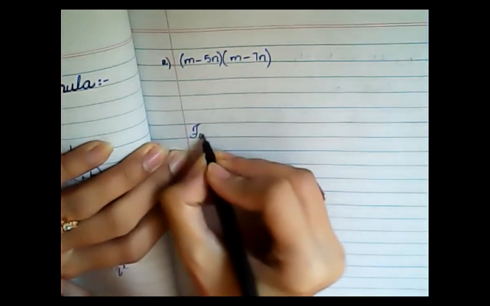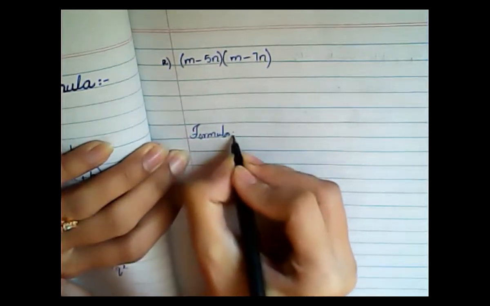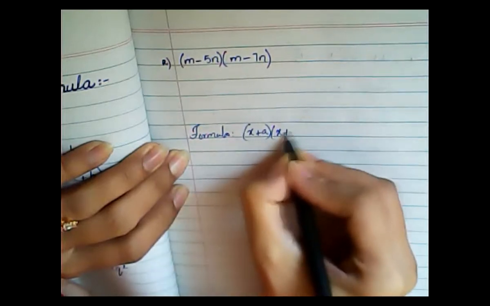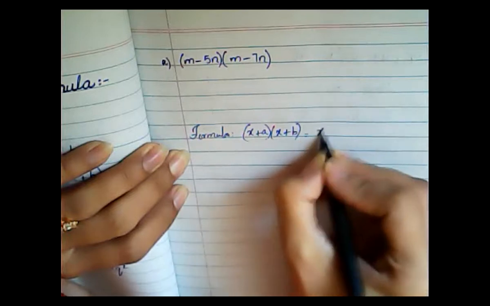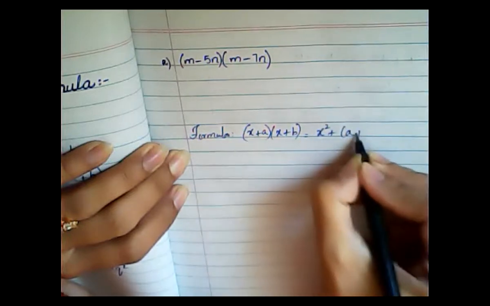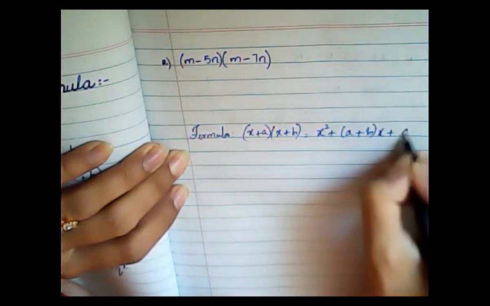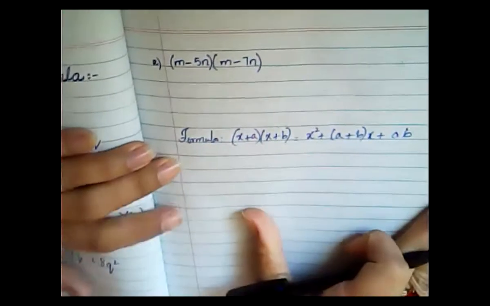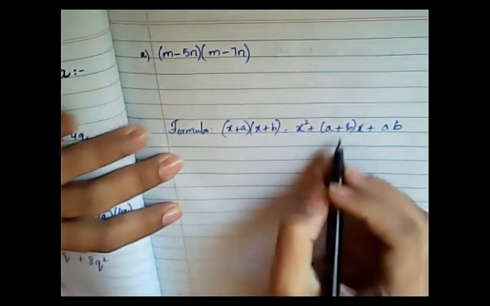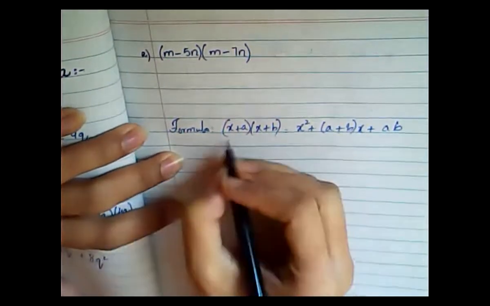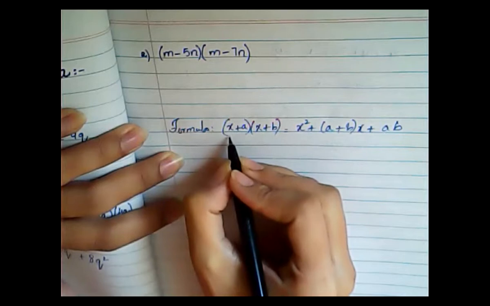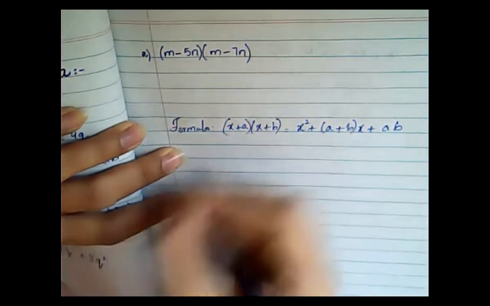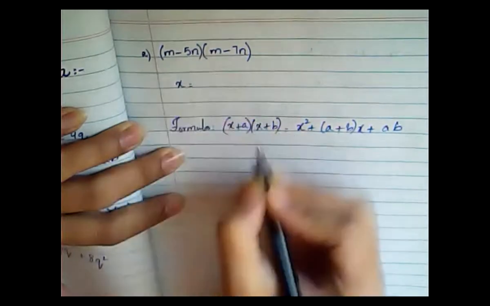So write down the formula. Repeat this formula with me. X plus a, x plus b is equals to x square plus a plus b x plus a b. Is it clear? Okay, this is a formula. Now we can compare the left hand side of the formula with our given question. Write down in the chat box here, what is the value of x?